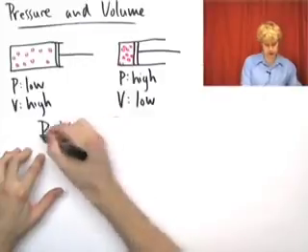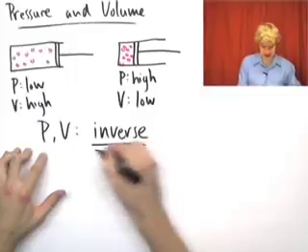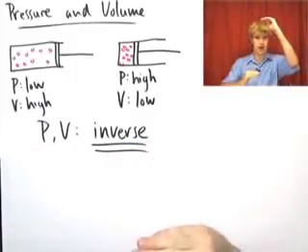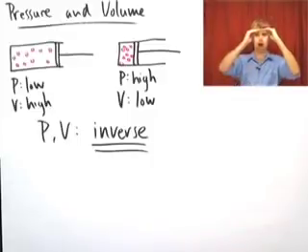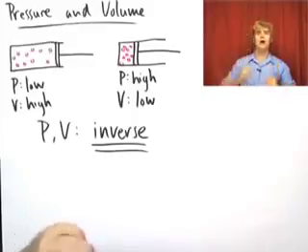What this means is that the relationship between pressure and volume is an inverse relationship. As pressure goes up, volume goes down. They move in different directions. On the other hand, if pressure were to go down, the volume would be able to go up.